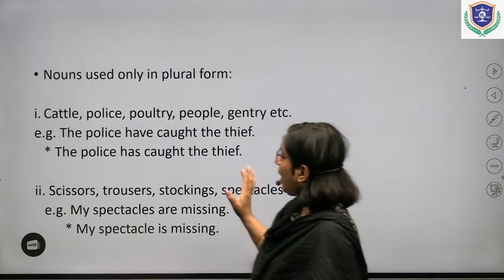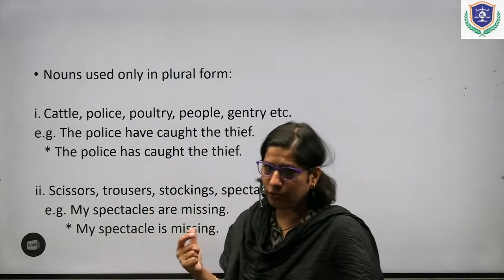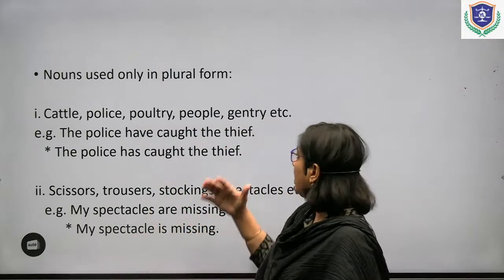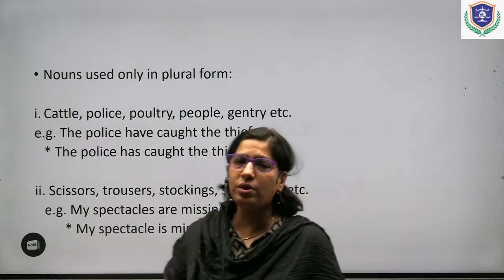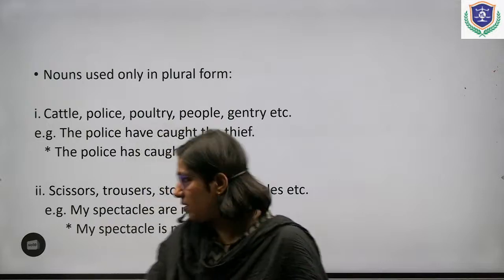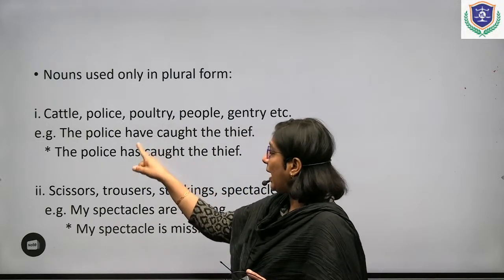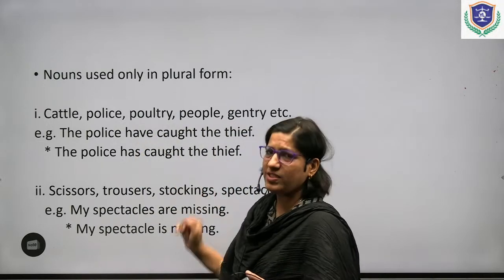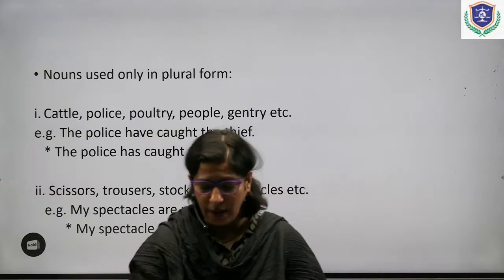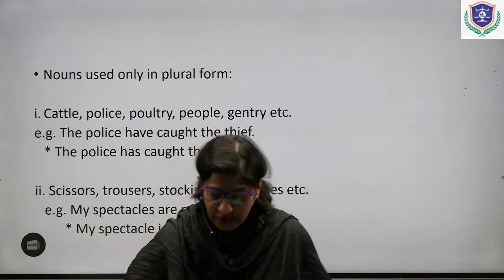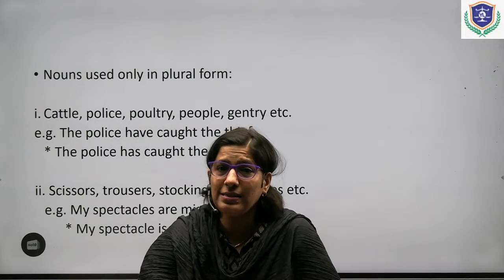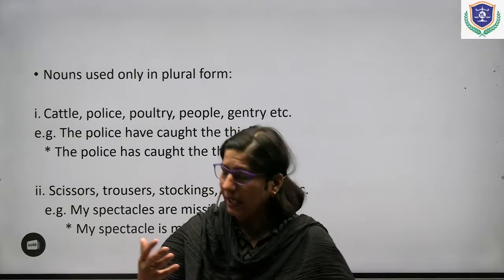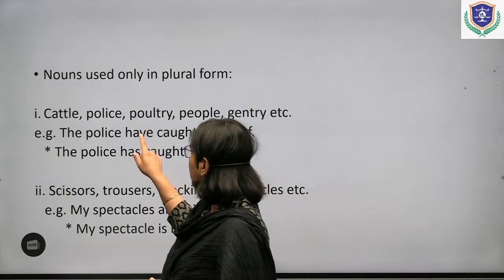Now this is interesting, of course: words like cattle, police, poultry, gentry, we have seen that they take a plural verb, right? Has and have: has is singular, have is plural. Now when we talk about the police, we have to consider it with a plural verb.